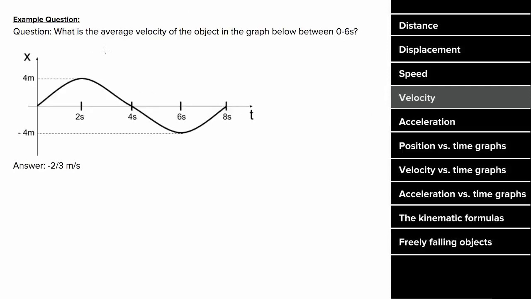If you had this graph and you wanted to determine the average velocity of the object between 0 and 6 seconds, you'd have to remember that average velocity is the displacement per time. Since the object starts at 0 meters and ends at 6 seconds at -4 meters, the displacement here is -4, and the time it took to travel that displacement was 6 seconds, which gives us an average velocity of -2/3 meters per second for the time interval between 0 and 6.